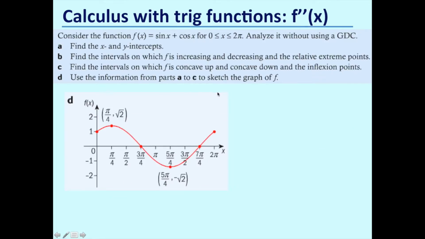Using information from parts A to C, sketch the graph of f. So we've already established the coordinates of the maxima and minimum, and we also established the inflection points are here. So we can establish also finding the two extreme points, so finding the output when our input is 0 and 2 pi, this will be the shape that our function takes. As you can see, quite a long and protracted question.